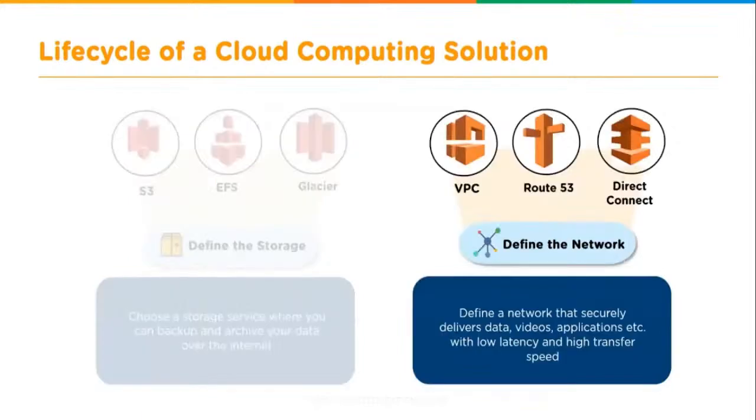Then define the network. Define the network that securely delivers data, video, and applications. Define and identify the network service properly. For example, VPC for network, Route 53 for DNS, and Direct Connect for a private peer to peer line from your office to the AWS data center.